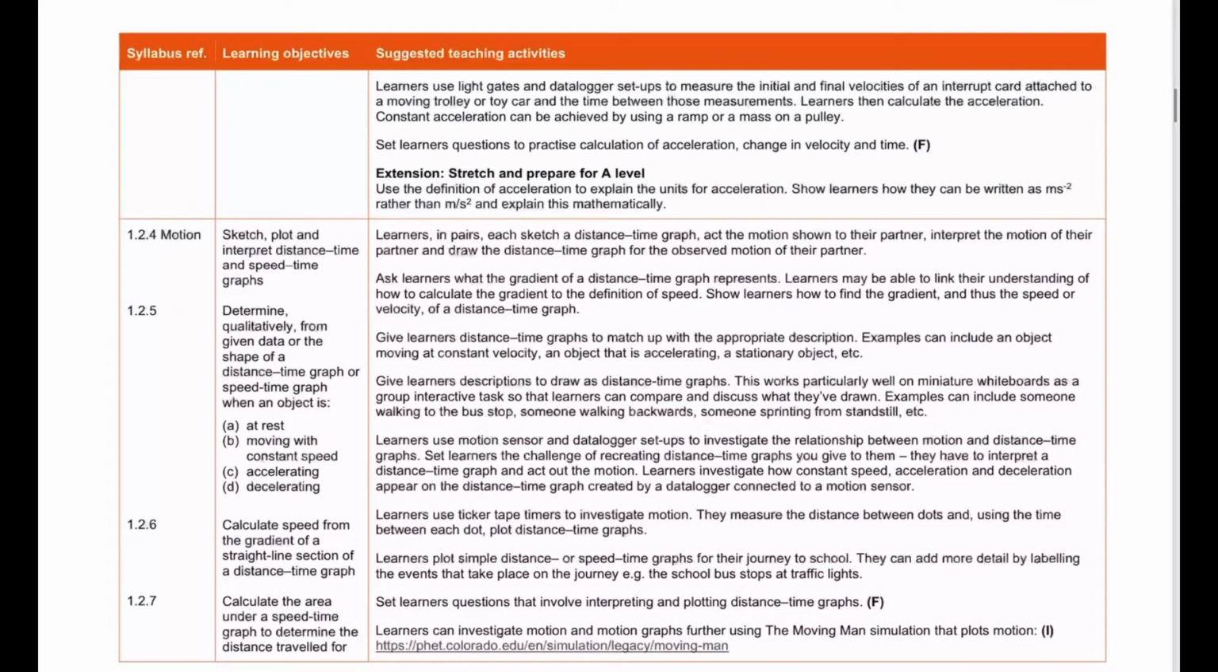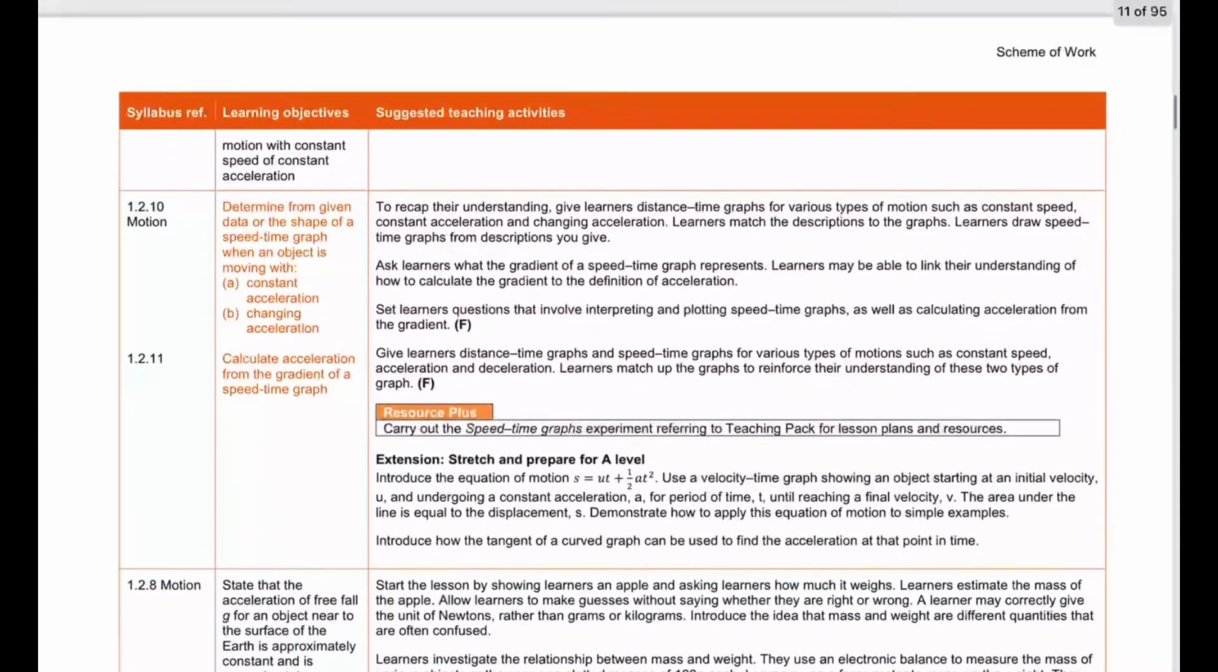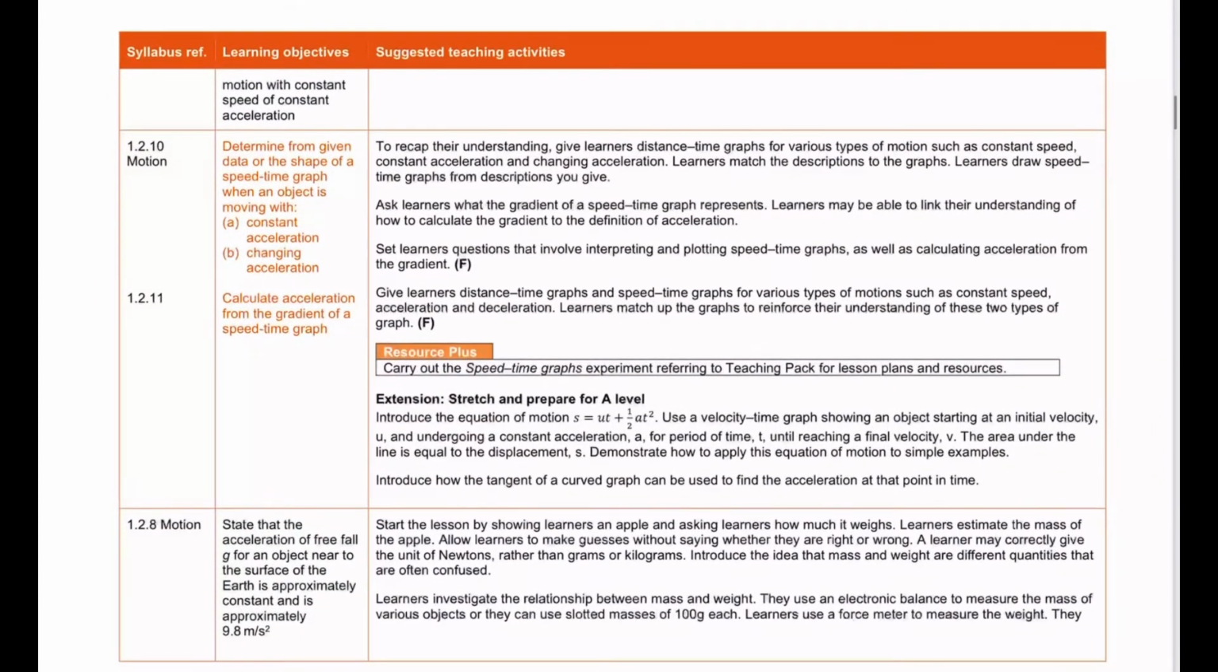Key concept 1.2.4, motion. Learning objectives. Sketch, plot, and interpret distance time and speed time graphs. Determine quantitatively from given data or shape of a distance time graph or a speed time graph when an object is: A, at rest, B, moving with constant speed, C, accelerating, D, decelerating. Calculate speed from the gradient of a straight line section of a distance time graph. Calculate the area under a speed time graph to determine the distance traveled for motion with constant speed or constant acceleration.